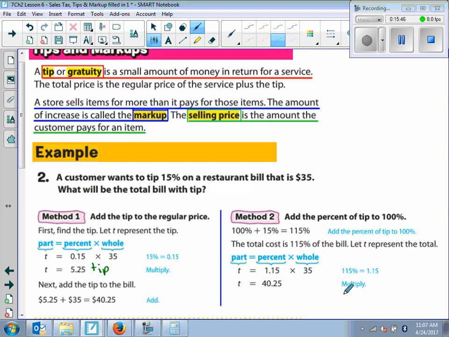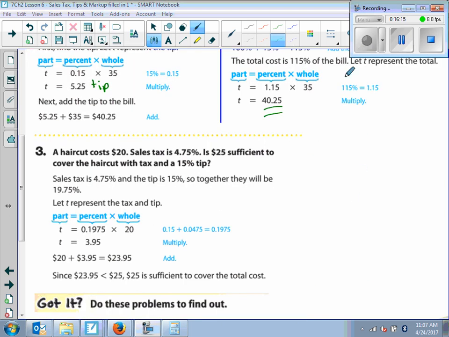You could also use method 2, where you would add 100% of the bill. That's the 100%, the 35, plus we would add the 15%. So that would be 100 plus 15%, that's 115%. So that's going to give you the total amount that you're going to pay. So that would be the what number is 115% of 35. And of course, you get the same amount.